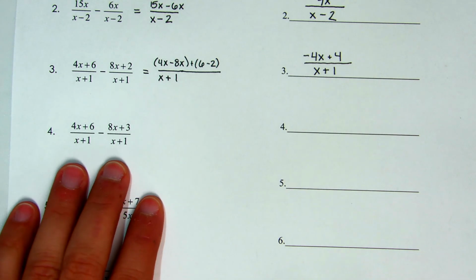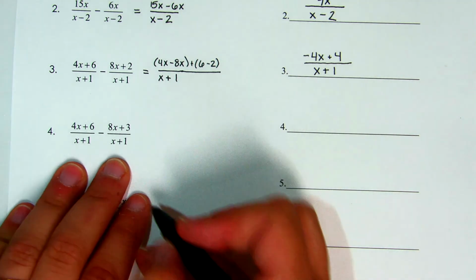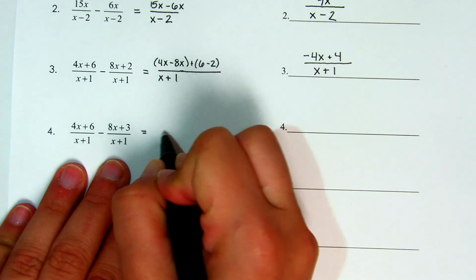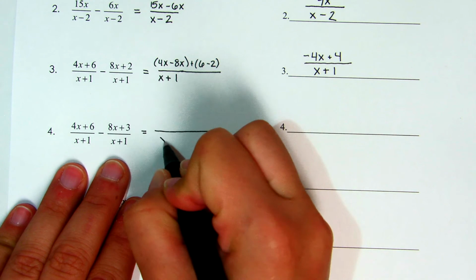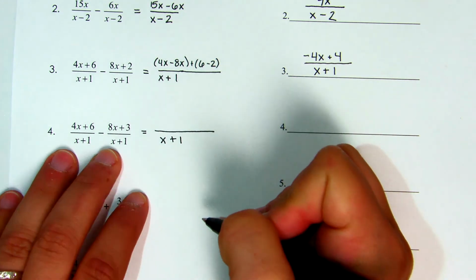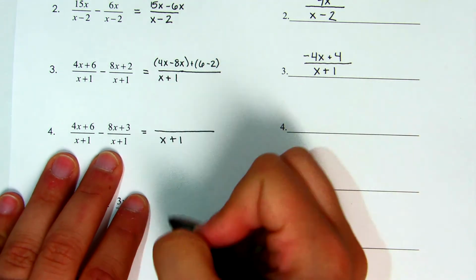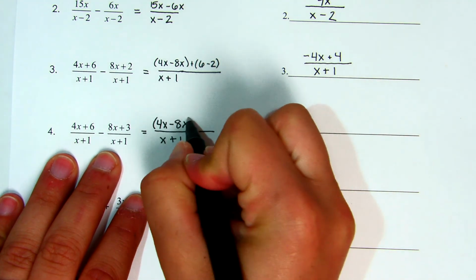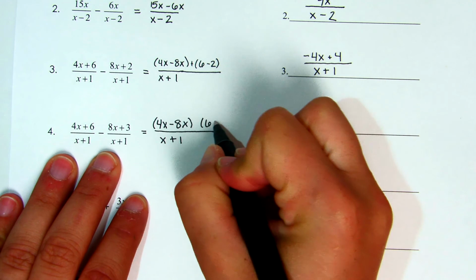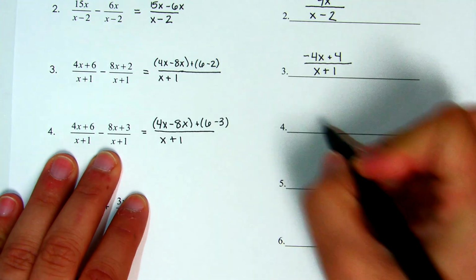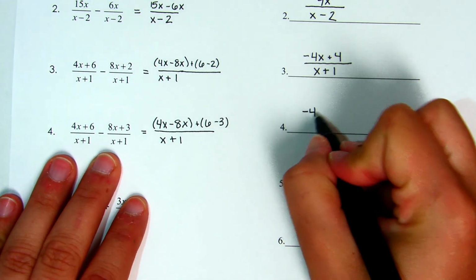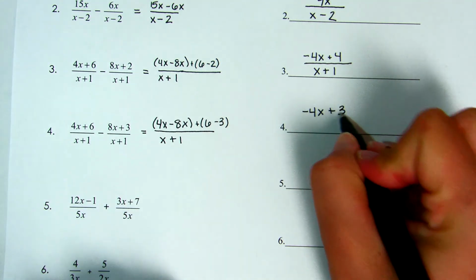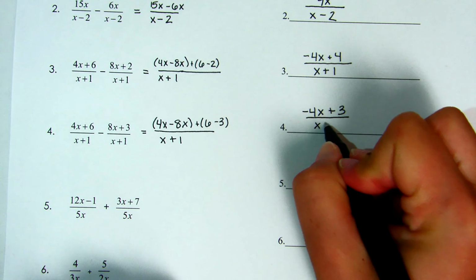Number 4, I still have a common denominator, x plus 1. So I'm going to keep it. And then I'm going to do like terms subtracting on top again. So I have 4x minus 8x, and I have 6 minus 3. So 4x minus 8x is negative 4x, and 6 minus 3 is positive 3 over x plus 1.